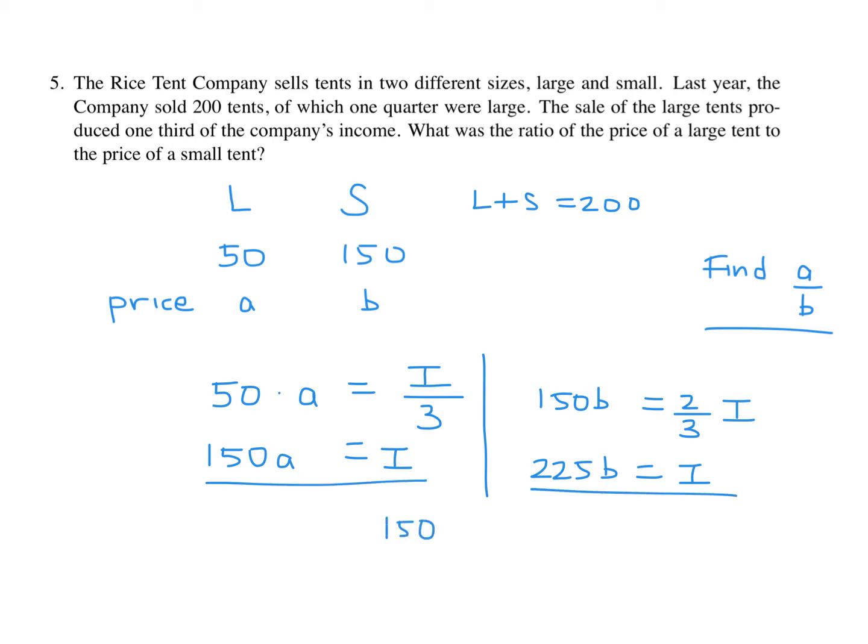So 150A is equal to 225B, and therefore A over B is 225 over 150. And that, divide top and bottom by 75, we get 3 over 2. So there we go. And then sometimes they want you to write it in this format, that A:B is equal to 3:2. It's the same thing, but whatever. You can write both.